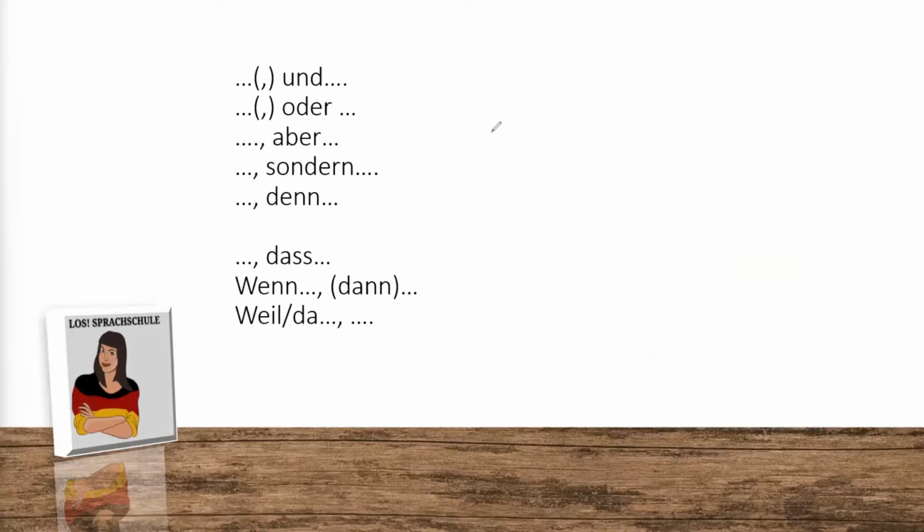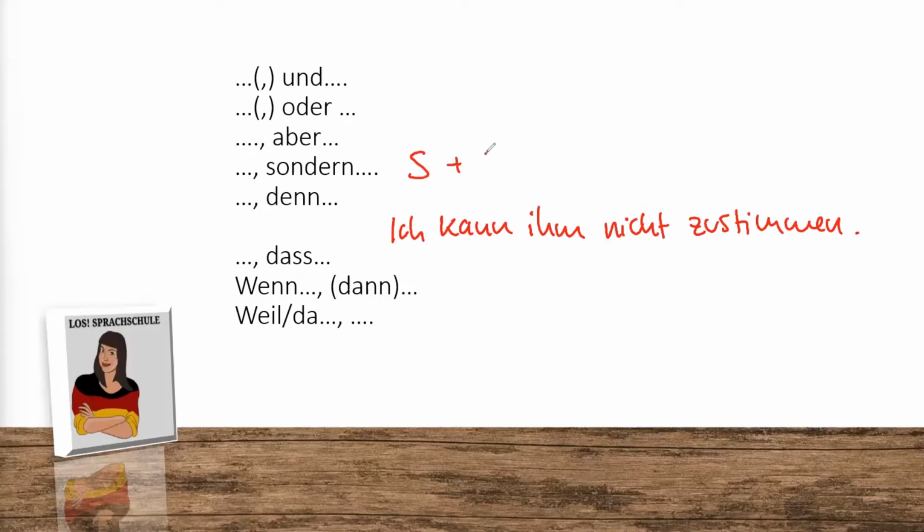When we have a so-called helping verb or modal verb, the position changes a little bit. Ich kann ihm nicht zustimmen. What do we have here? Again, subject, helping verb, modal verb, object, and whatever we want to say. And then we have our verb in the final position. Let's say we give it an F for final. And we have it in infinitive.